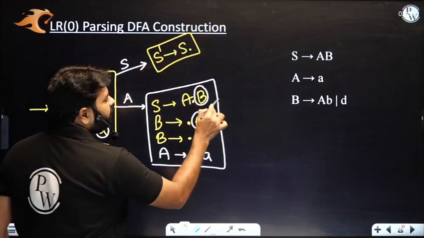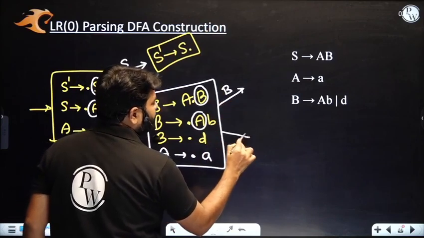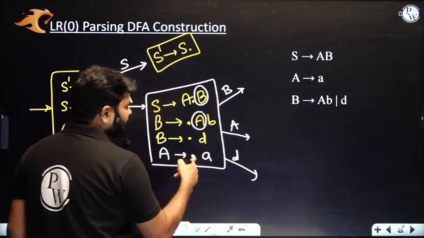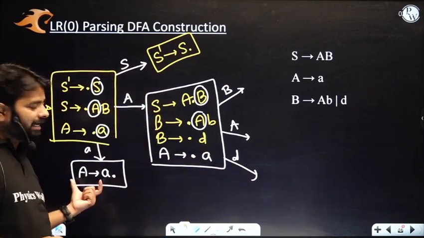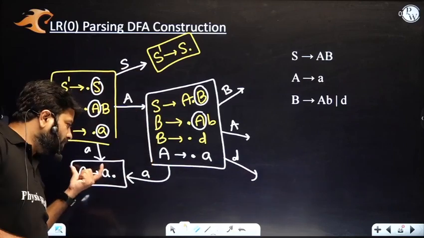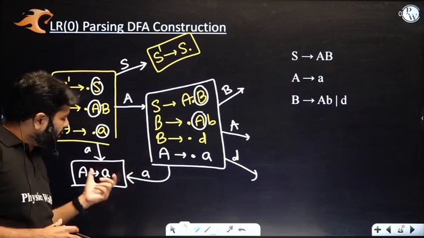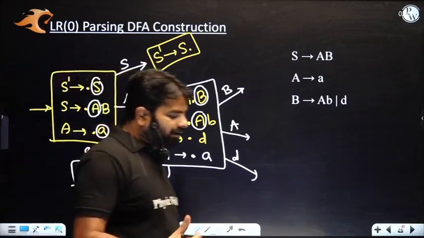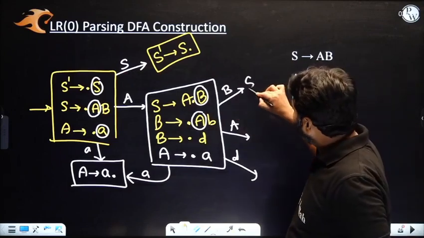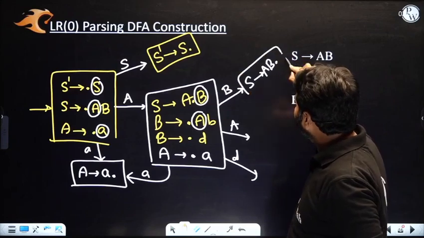Here B, here A, here D, here A. When I read A, exactly you will get the same, you can go there, not a problem. If you are getting the same item here, then no need to duplicate, it is deterministic, you can come here directly. You can always design a better machine or diagram. On B, you get S derives AB dot, only one item, that is it.